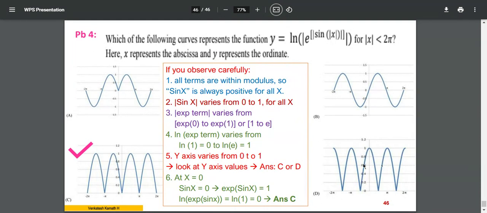50-50 is done. I have two options, but I have to end up with only one answer. What should I do? I have to find out what is the major difference between the two.